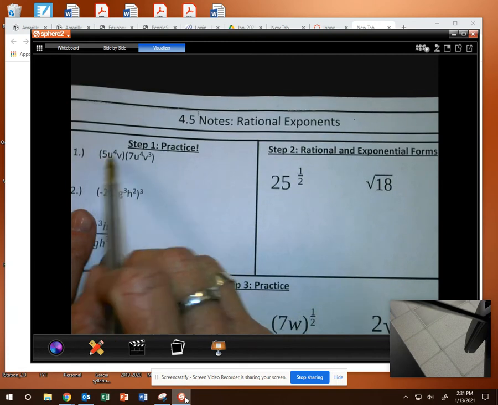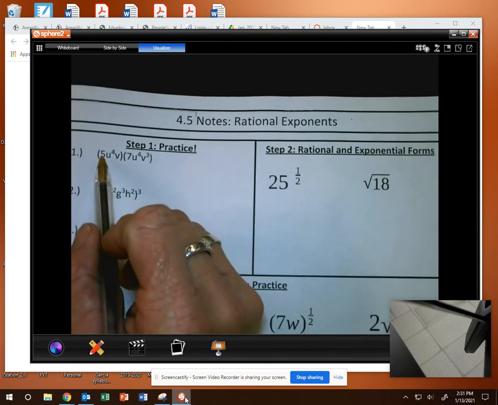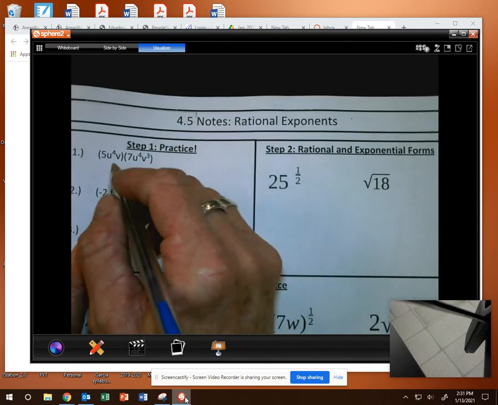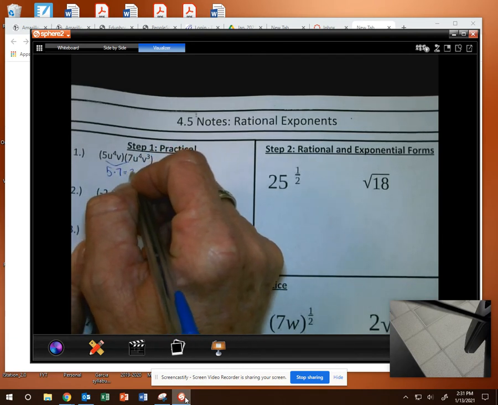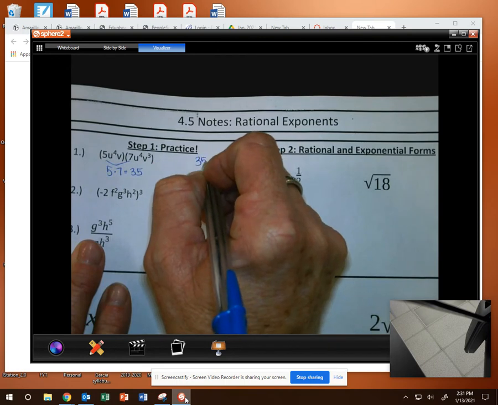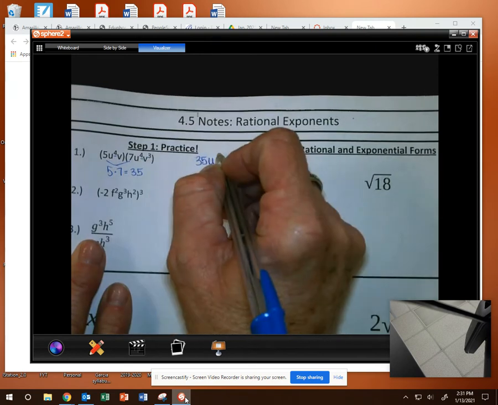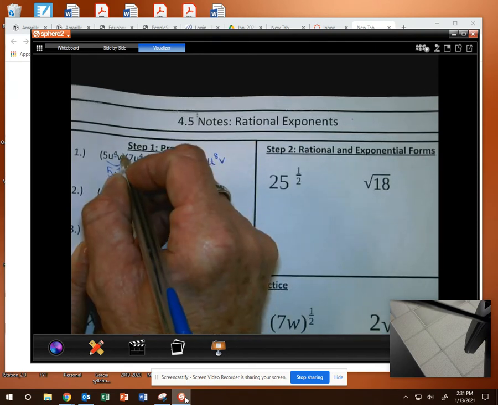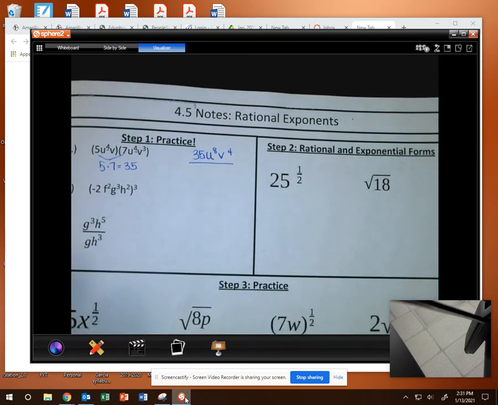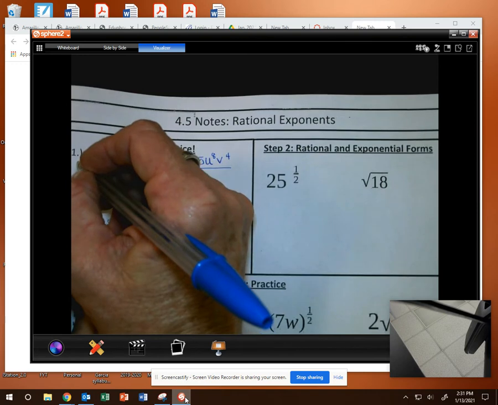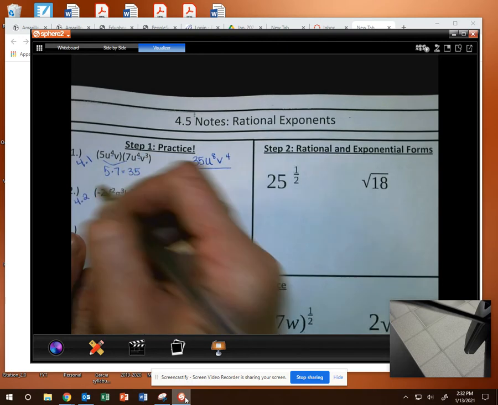So when we are multiplying, we add our exponents together. We will first take our coefficients and multiply them. So 5 times 7 equals 35. I'm going to put 35 over here. And then I take u, 4 plus 4 is 8, and v, 1 plus 3 is 4. And this would be my answer. On number 1, this comes from 4.1. Number 2 comes from lesson 4.2.